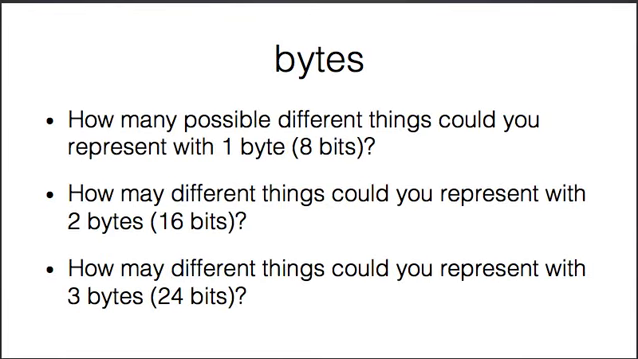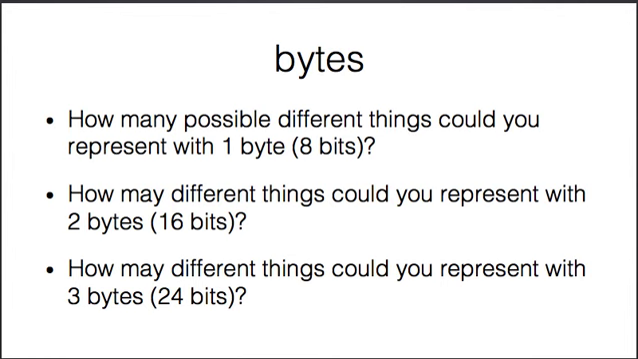So how many possible different things could you represent with 1 byte? That's 8 bits. Two to the power of 8. Any takers? 256. So you can have 256 possible different things with 8 bits.